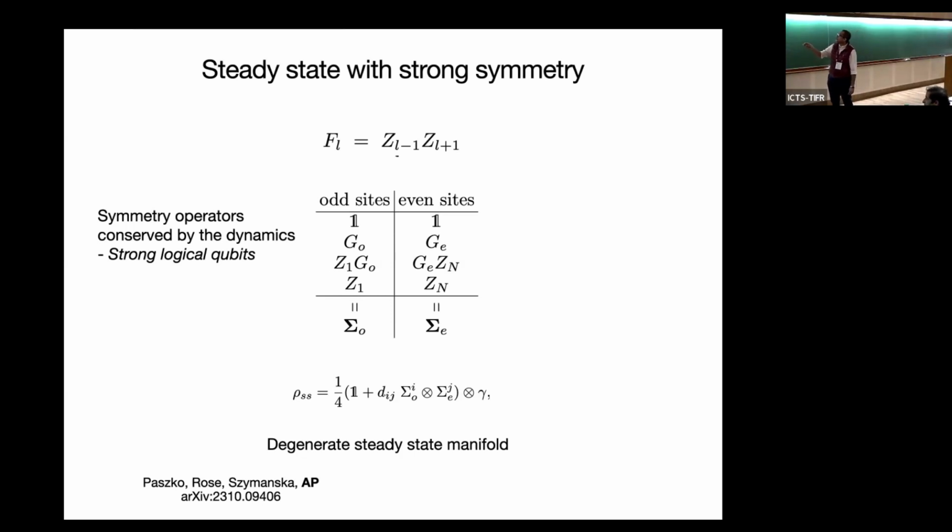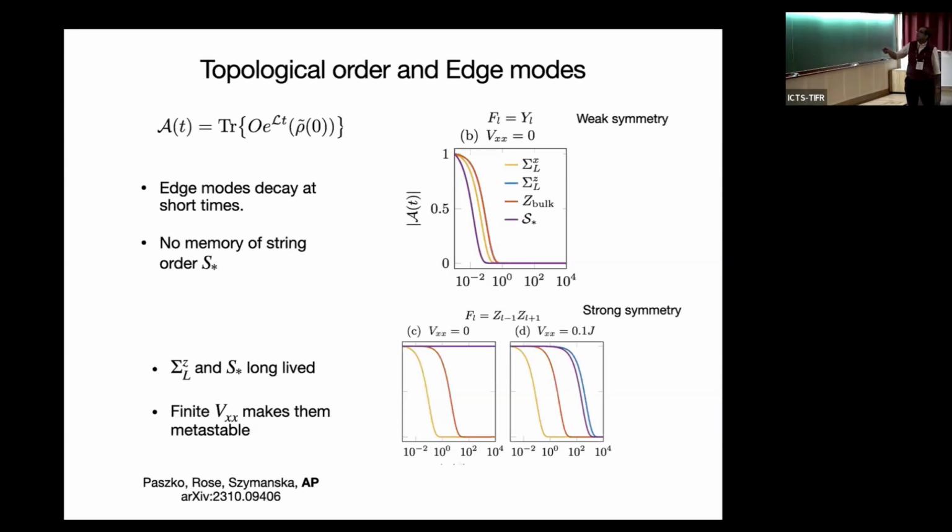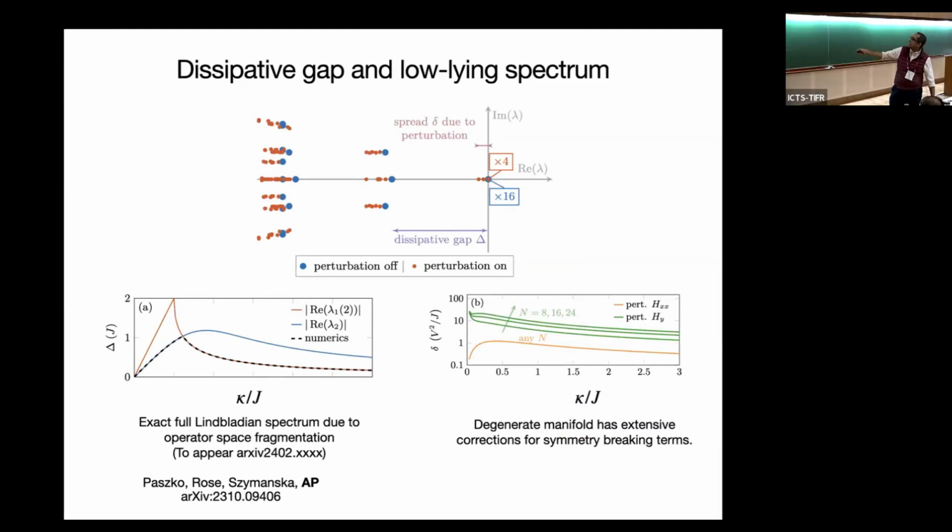These operators are conserved in the steady state. So you can think of them as some kind of logical qubits which survive even at infinite time in the density matrix. So you can use that for storing quantum information, presumably. But once you break the weak symmetry, the system now decays, so you don't have memory in the density matrix. But if you introduce perturbations in the case of strong symmetry, you can get very long lifetimes, some kind of metastable lifetime of these edge modes in the system. And we can understand the spectrum of the Lindbladian in great detail, actually.